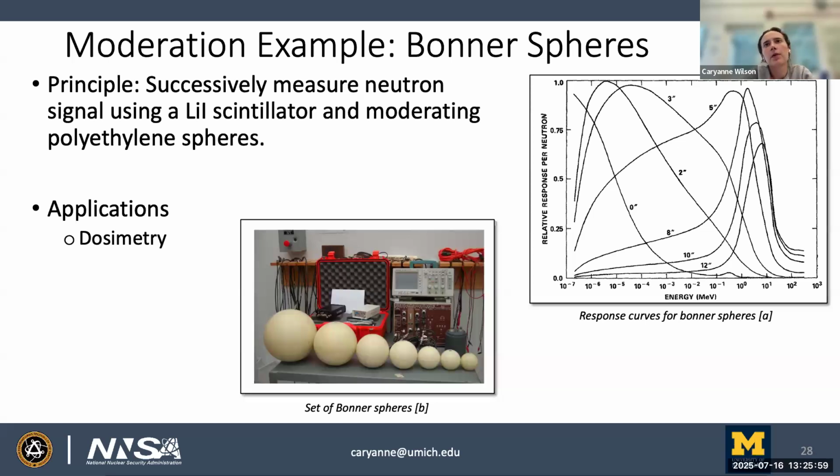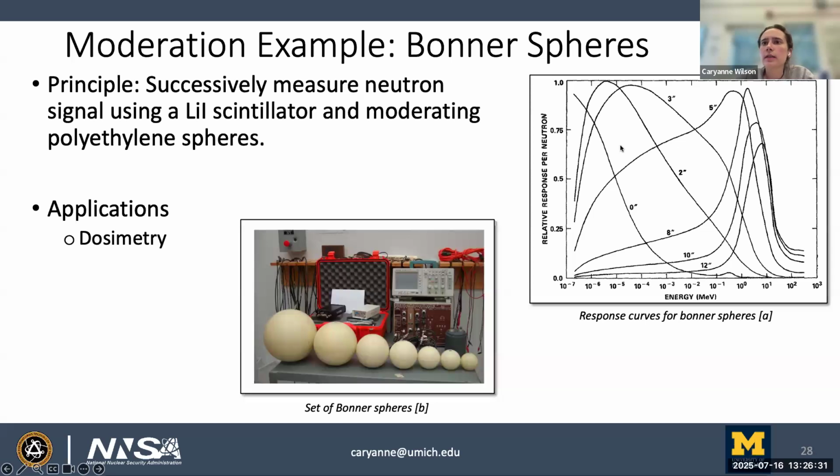Here's an example of fast neutron detection through moderation. These are Bonner spheres. A lithium iodide scintillator is placed in the center of a polyethylene sphere. Based on the moderator thickness and the neutron energy, the count rate will change, and you can apply unfolding to get more information about the spectrum.